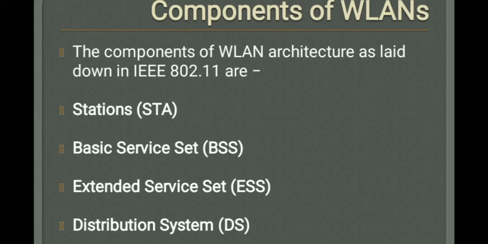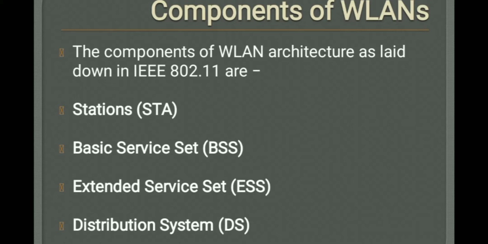Now, what are the components that make up your wireless LAN? There is a set of components prescribed in the standard. We have stations, the basic service set, the extended service set. So, this was the ESS that we had in the question, and then we have the distributed system.